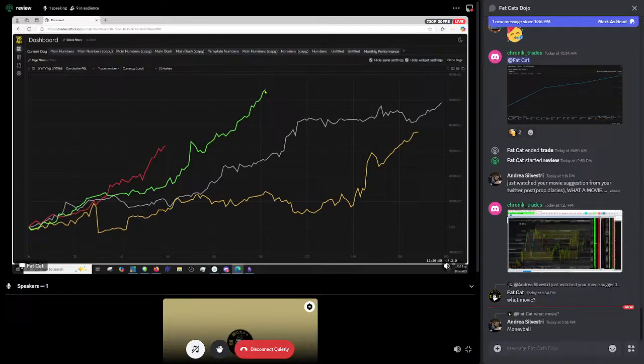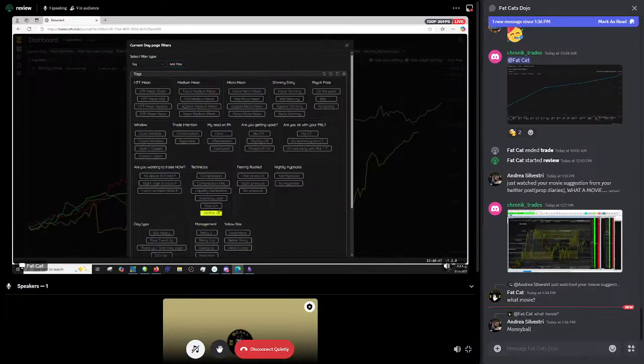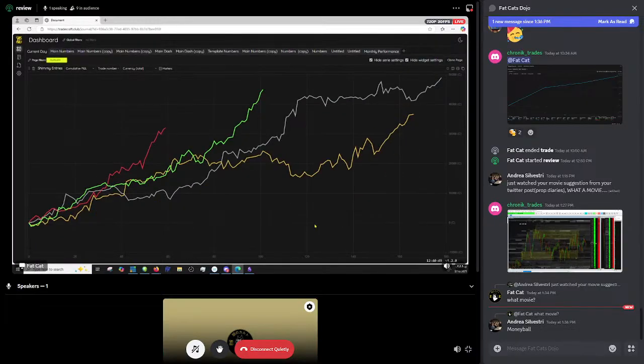Sure. Especially if I remove the outlier trades. Still performing relatively well. It's pretty vertical compared.